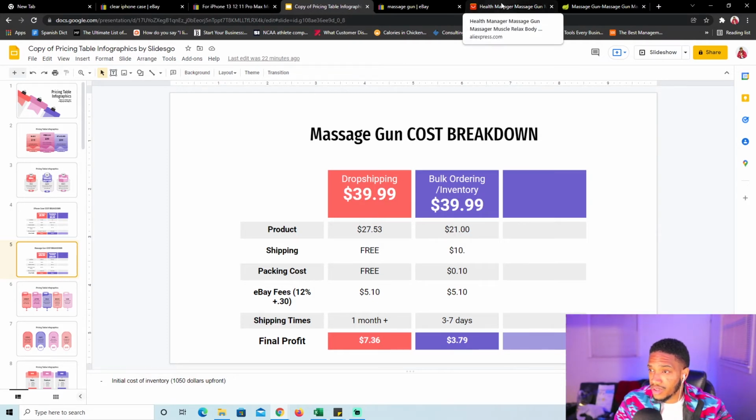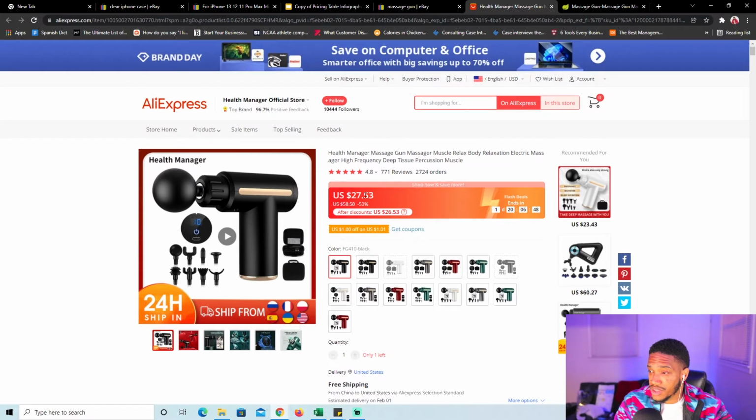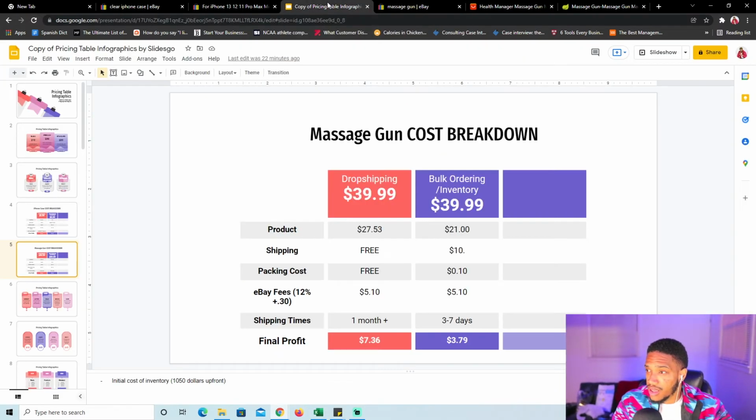Now, on AliExpress, I found one for $27.53 for 6 heads, or 8 heads, excuse me, for different tips on the massage gun, and that costs $27.53. Shipping again will be free. Packing costs will be free because it's taken care of by your supplier. I didn't find the exact eBay fees for a massage gun, but we're going to assume it's 12%, which is like the average, plus the 30 cents for the extra fee.